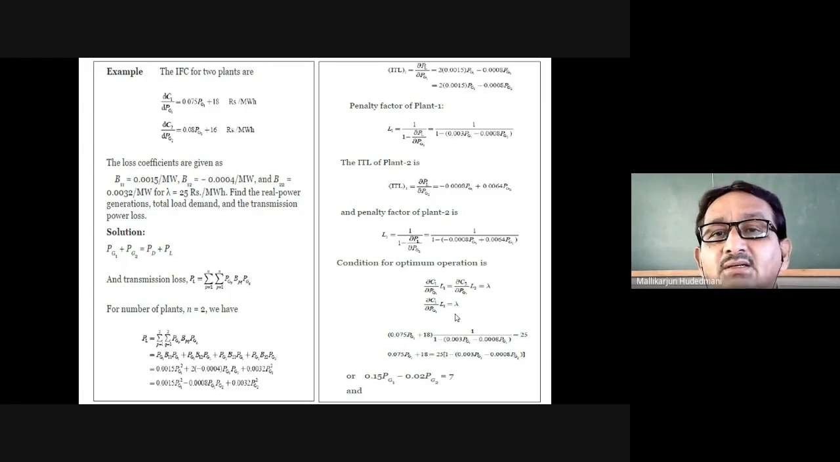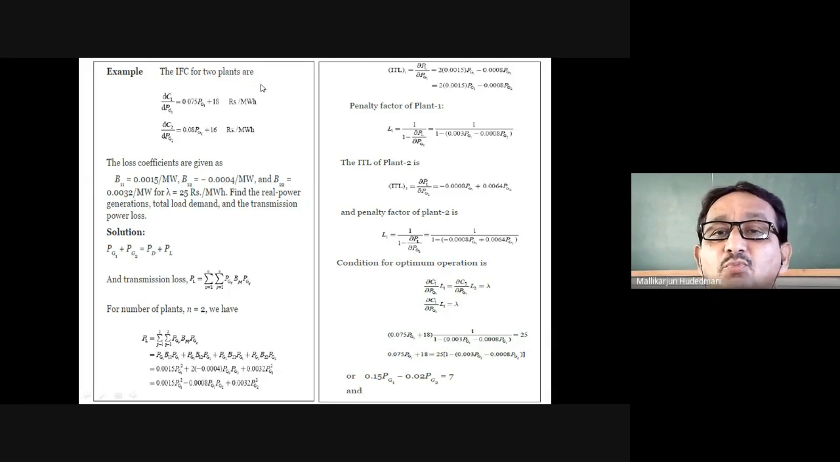Let us begin. This is one of the problems where you have been given the incremental production cost of two machines and B coefficients of a system, and you are asked to operate or evaluate the scheduling like that. Okay, let us go ahead.